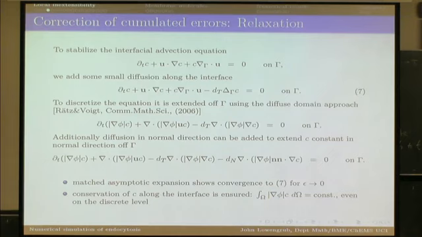Okay, and so you can show that for this revised system, just like this one, you converge to the correct sharp interface limit, and by doing it this way, you're exactly conservative even on the discrete level.